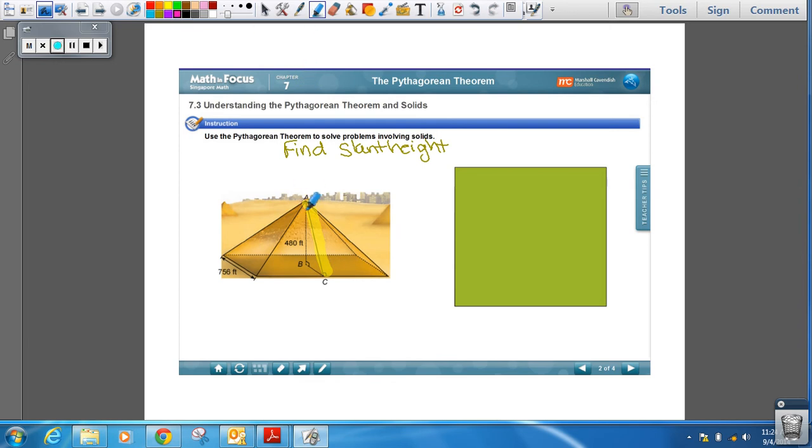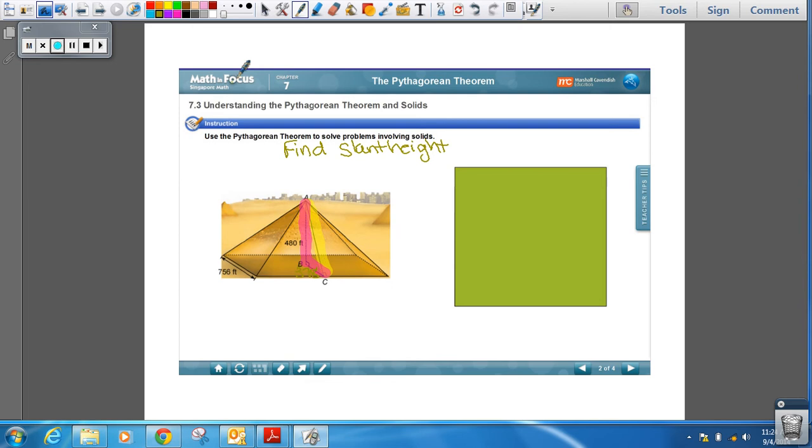If we look here, the slant height would be our hypotenuse, this would be a leg, and that would be a leg. So we have to know two of the side lengths. On this we have the 480 feet, and we know the total length is 756 on this side. So halfway then, because this would come down halfway, would be 378.